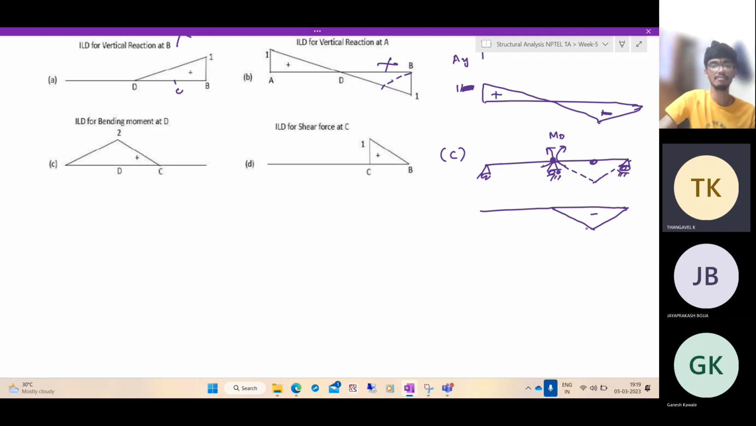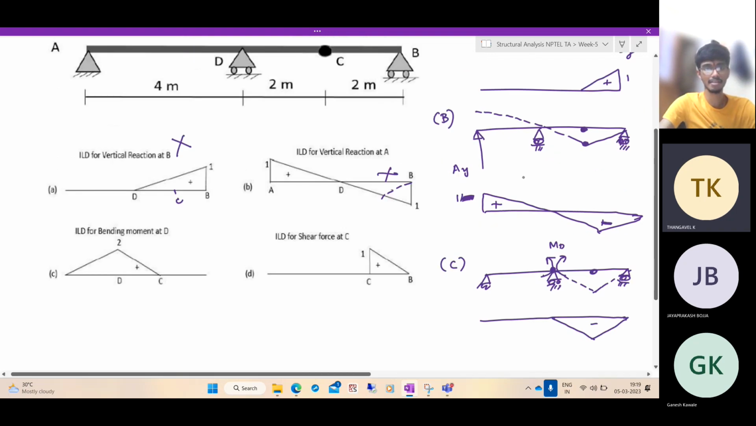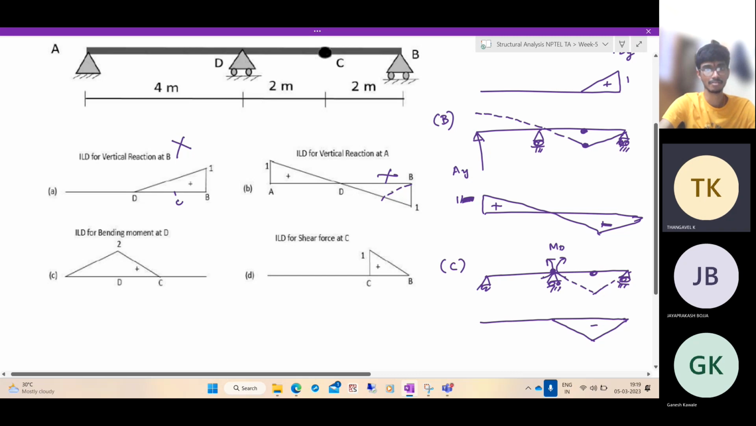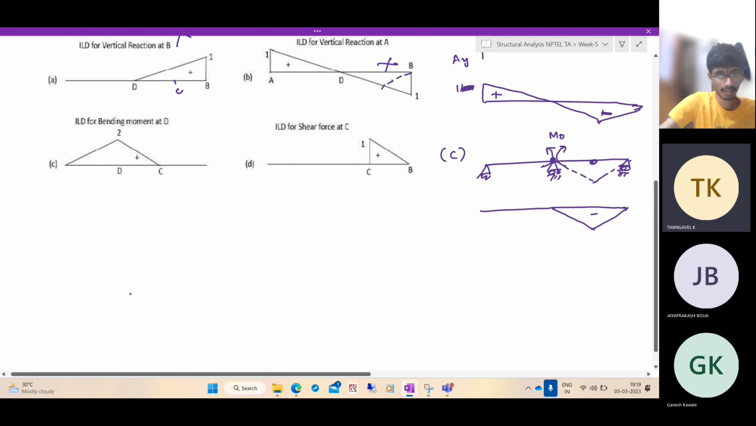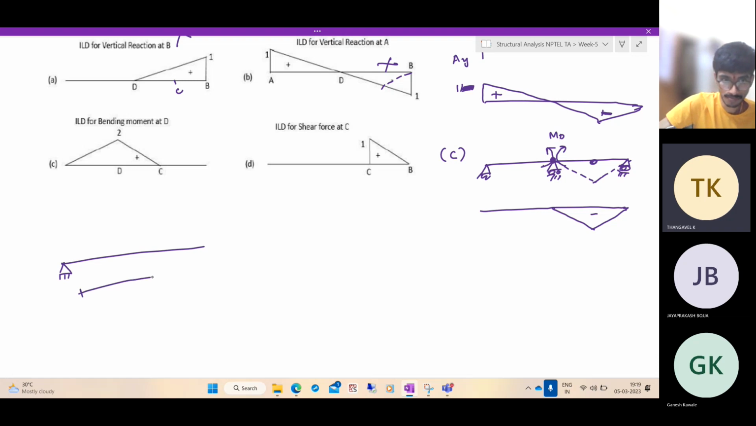Maximum value we can find out whatever it is, right? So maximum value occurs when it is at this point. So what is the value? If you apply unit load 1, what is the bending moment at the point D? I will do it. Okay, anyway, I will show it. So to get the maximum bending moment, this is 4.